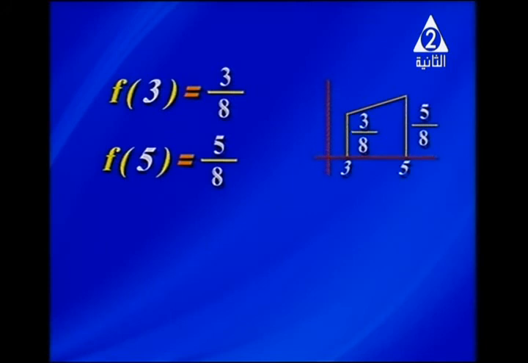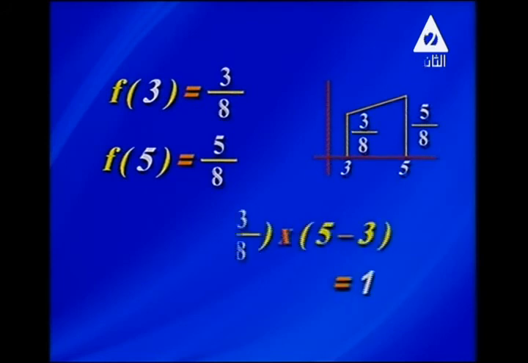When x equals 3, by substitution f of 3 equals 3 over 8. Also for f of 5, by substitution x equals 5, we get 5 over 8. Look at the figure. The opposite figure represents a trapezium. It has two bases. The small base is 3 over 8 and the big base is 5 over 8. The height is the difference between 3 and 5, which equals 2. By using the area of a trapezium, what is the meaning of the area of a trapezium? Base 1 plus base 2 over 2 times height, or half multiplied by the sum of the two bases times height.